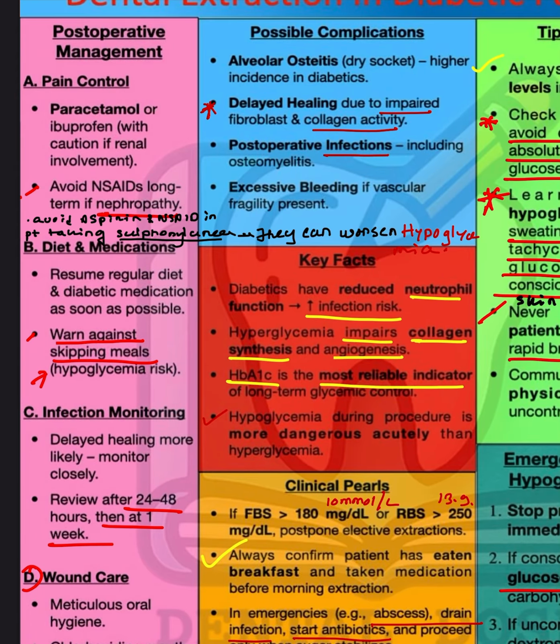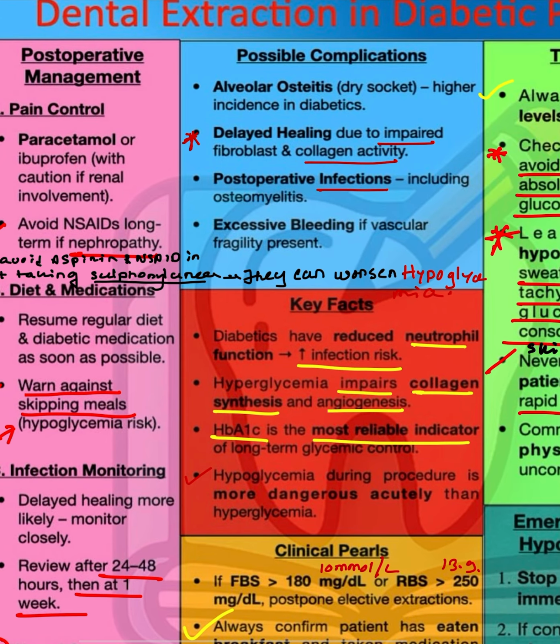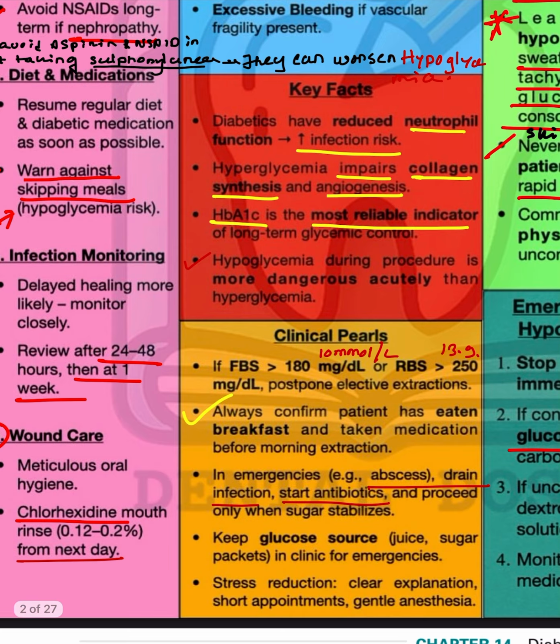What are the possible complications that can occur in a patient with diabetes mellitus? Usually the healing process is delayed, and we have already discussed why there is delayed healing. Due to impaired neutrophil function and impaired collagen formation, the healing is delayed. Then there is an increased chance of postoperative infection. Even osteomyelitis can occur in a patient with diabetes. There is a higher risk of dry socket.